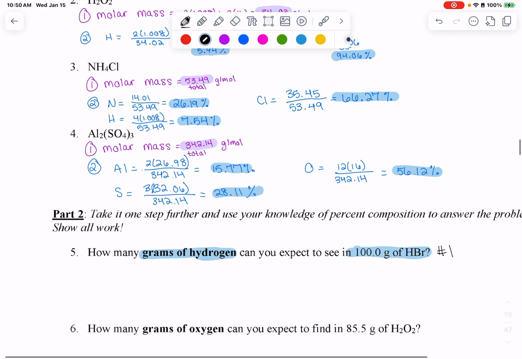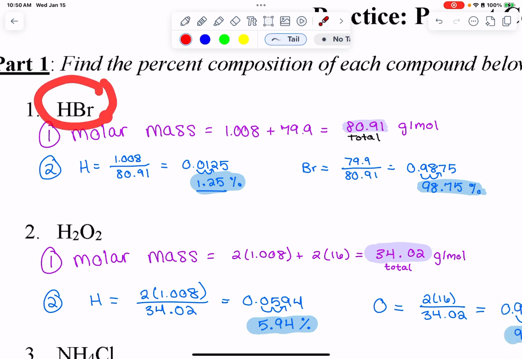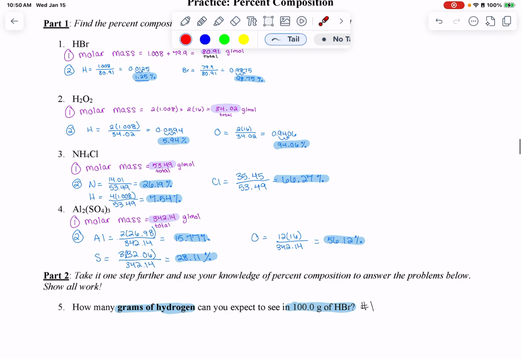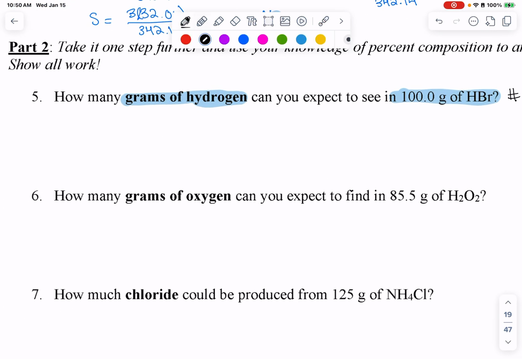So if I go look back at problem number 1, we have HBr, we were asked to find grams of hydrogen. And here we can see that we already found out what percent hydrogen makes up this compound. It makes up a total of 1.25%. So I'm going to use that percentage on this problem. So I'm going to write that down. I know that hydrogen makes up 1.25% of HBr.